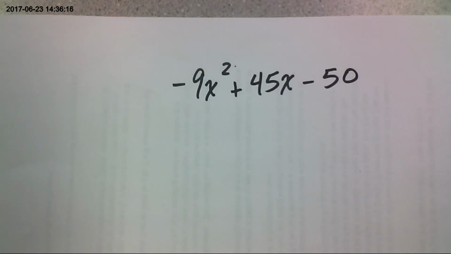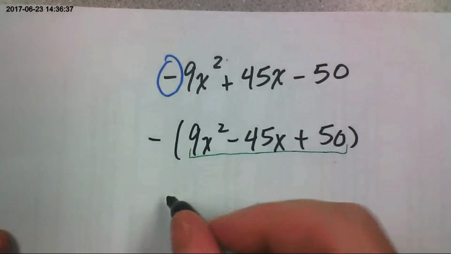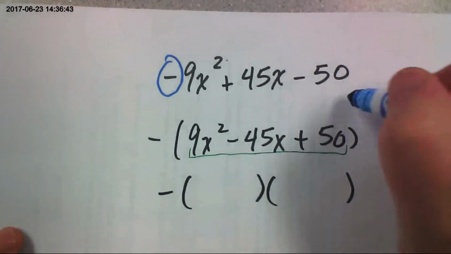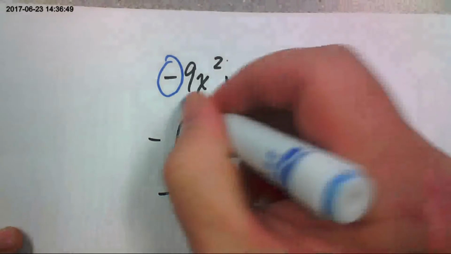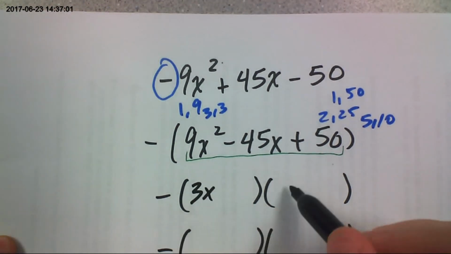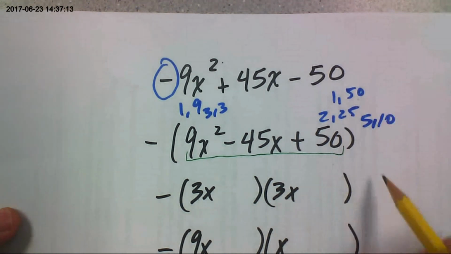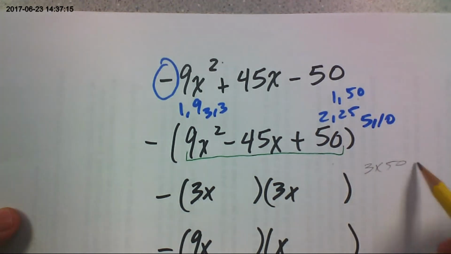Okay, let's take a look at one more example. Leading coefficient's negative. That's a problem. All these tricks and shortcuts don't work if it's negative, so you have to factor a negative 1 out of everything and then factor what's left inside. So what we have to factor is 9x squared minus 45x plus 50. But let's be smart about this. Let's not guess everything. There's so many factors. Let's just take a look.